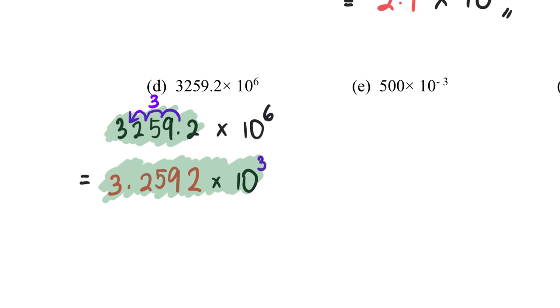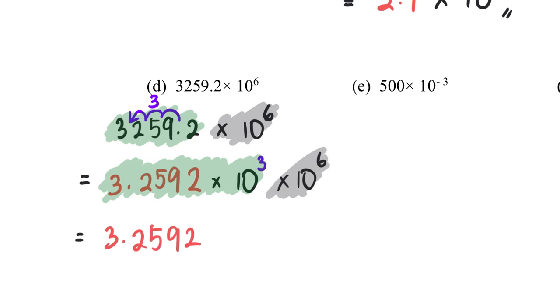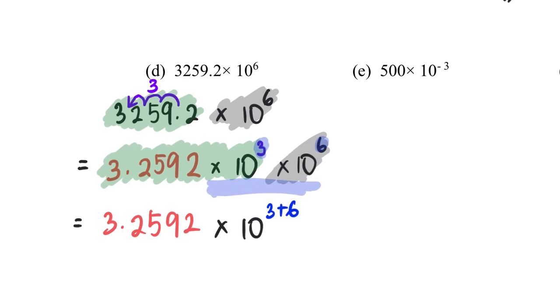And not forgetting my times 10 to the power of 6. I still need to write that down. And finally, continue. This is already in the first part of the standard form. My job now is to simplify the same base 10. Okay, and that will be 10 to the power of 3 plus 6. So that finally this will be the answer for part D.